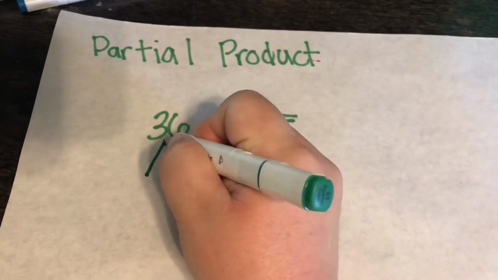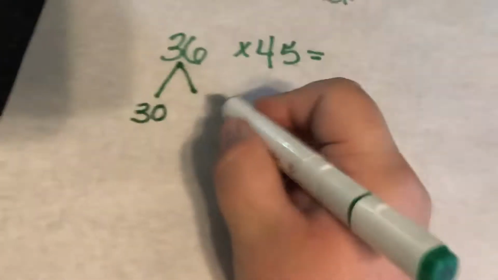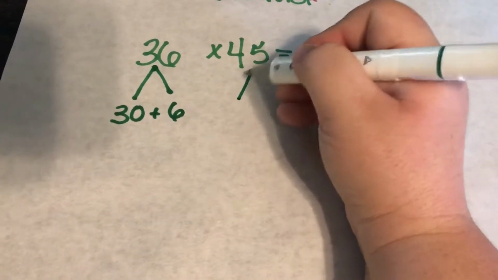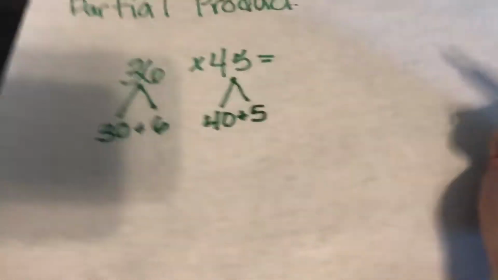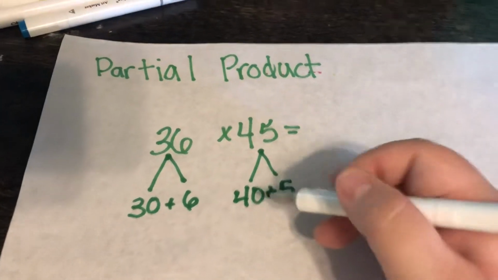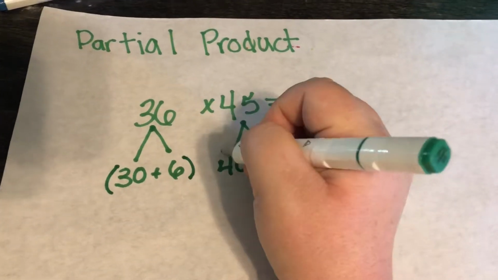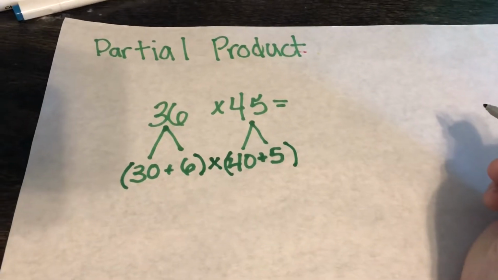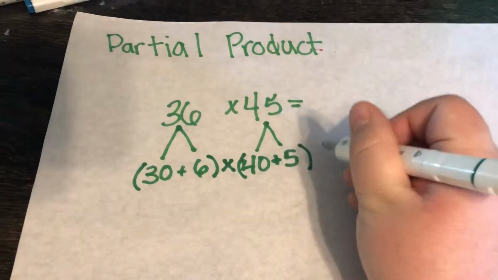If we take our 36 and we break it apart into 30 and 6, and we take our 45 and we break it apart into 40 plus 5, those would be the partial parts of this problem. Now, we still need to multiply though. So we know that parentheses means that we do those first, correct? And we multiply them. How are we going to multiply all of them to get the same product?